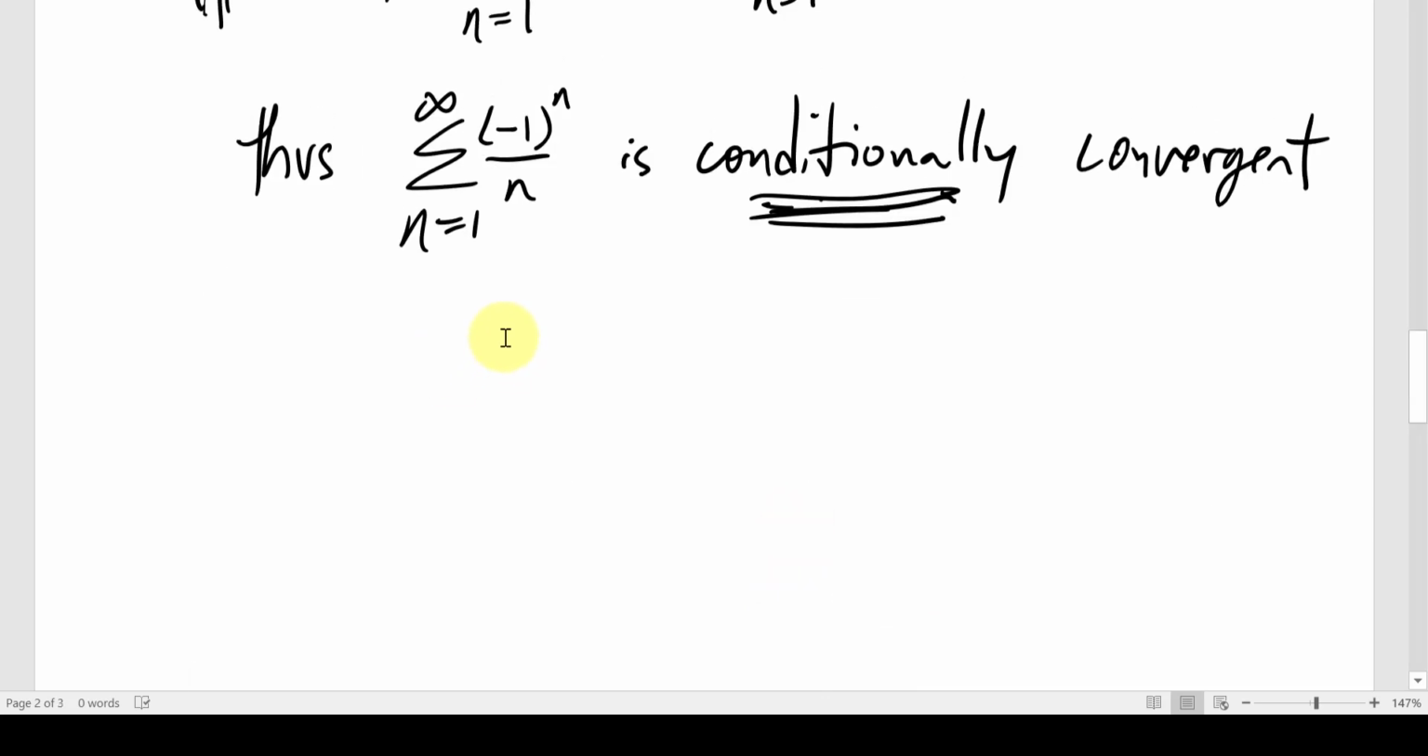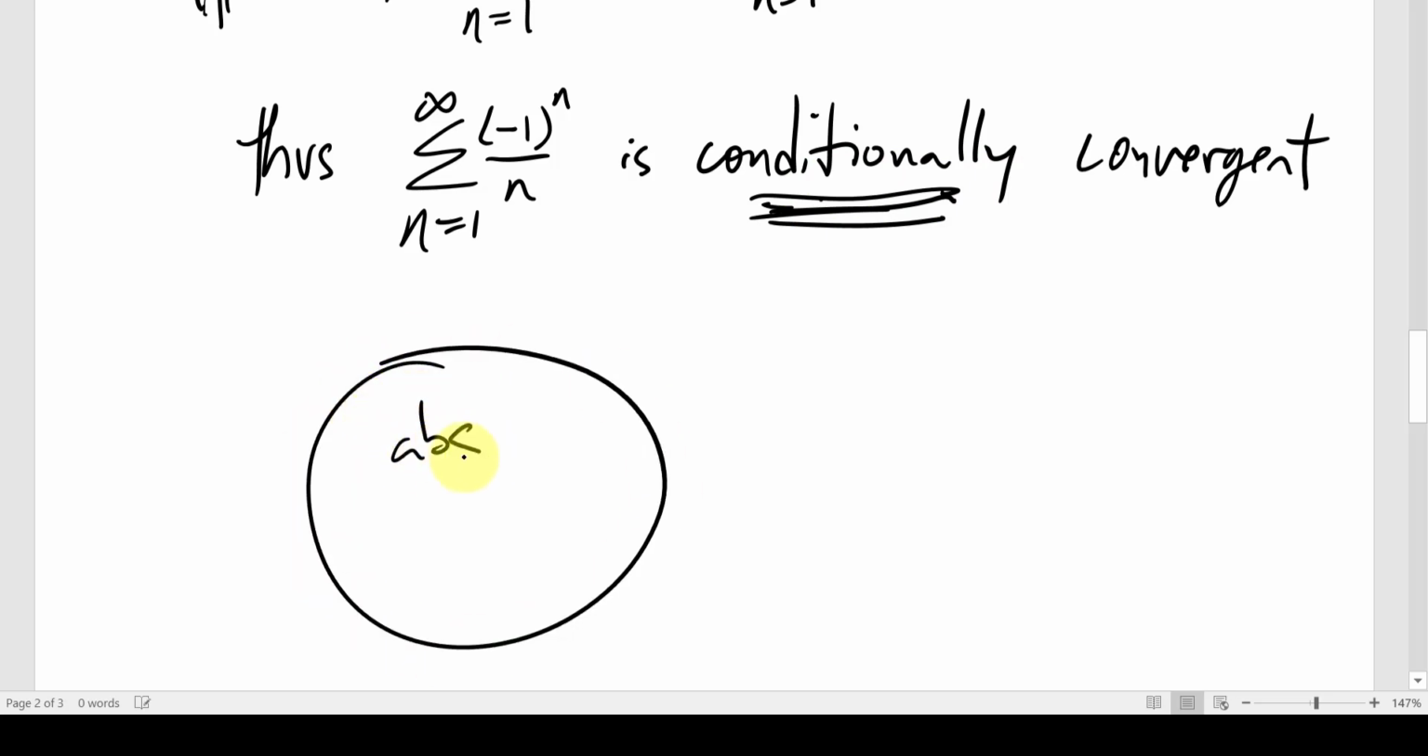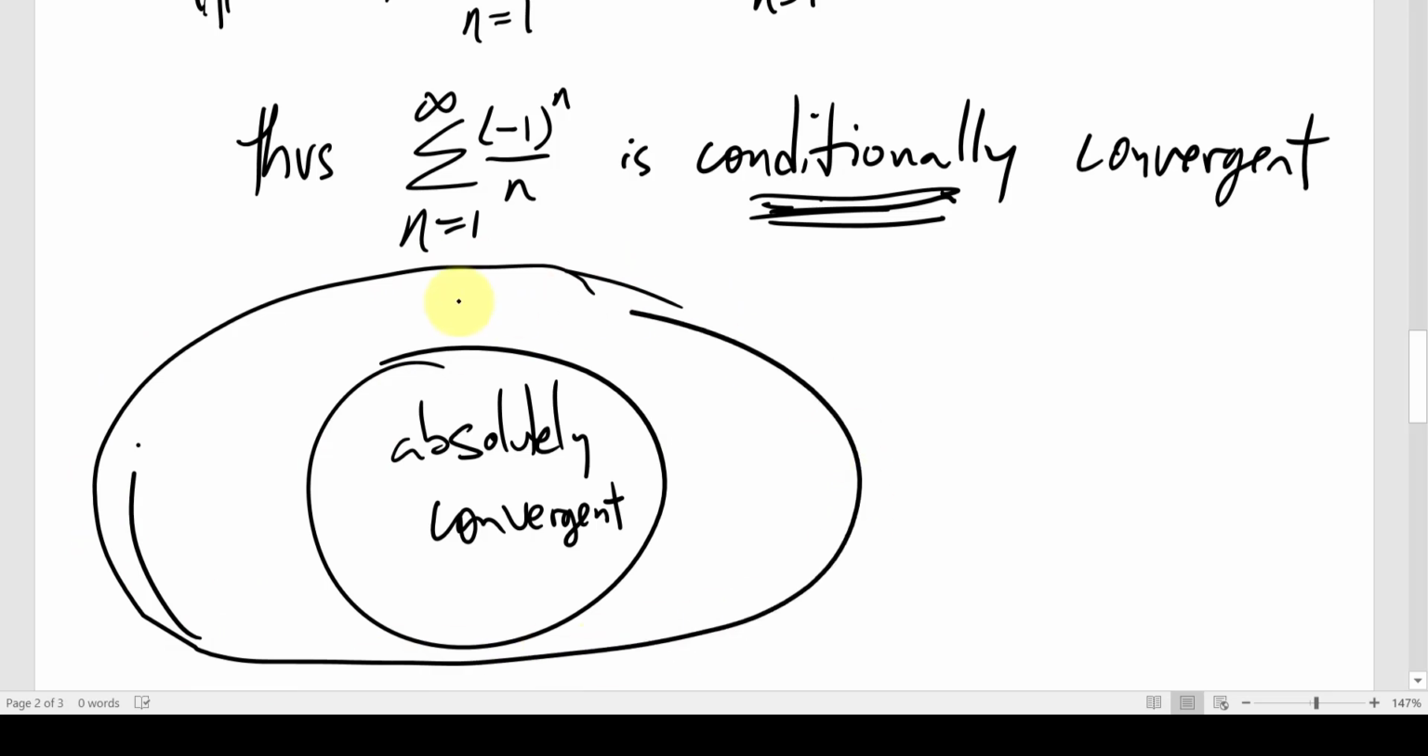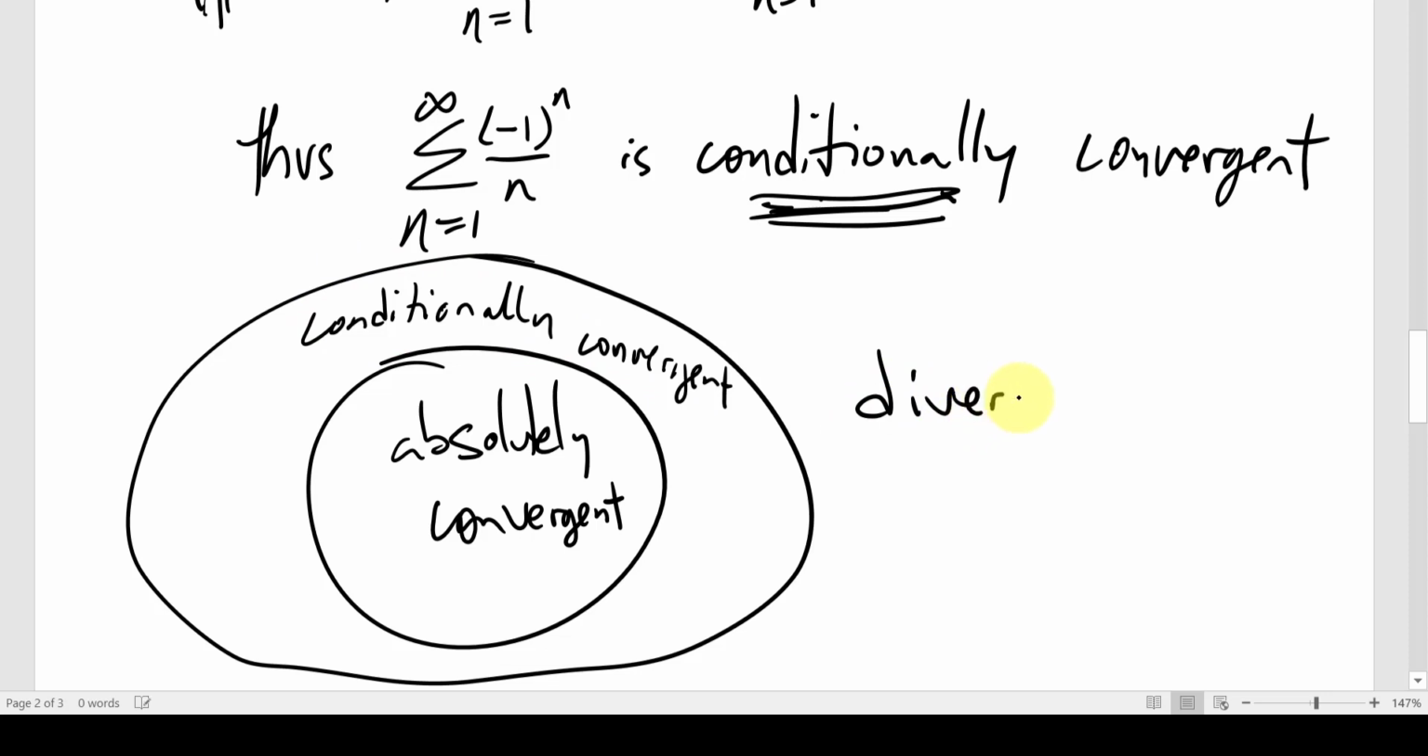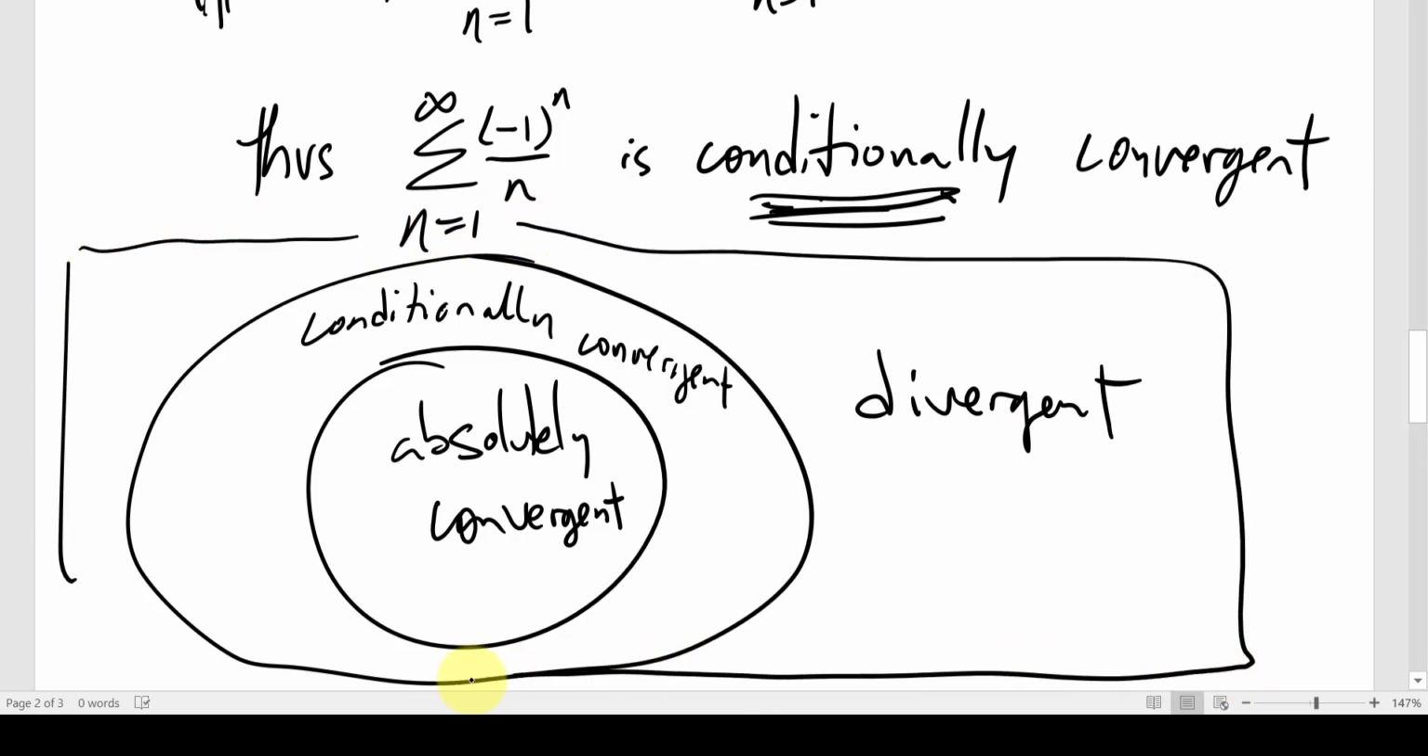I have this picture in my mind about convergence, with conditional and absolute as a kind of adjective. You have some series that are absolutely convergent, and that's the strongest kind of convergence. Then there's another, larger set that's conditionally convergent. And then everything else is divergent. There's no such thing as conditionally divergent or absolutely divergent. What happens is that if you look at the set of all infinite series out there, some of them will be absolutely convergent.